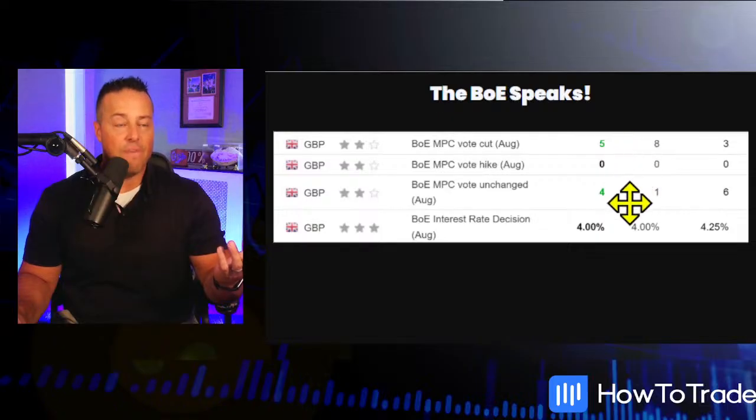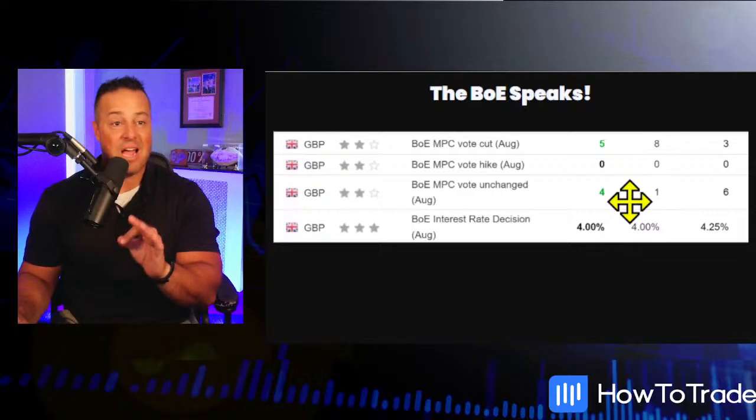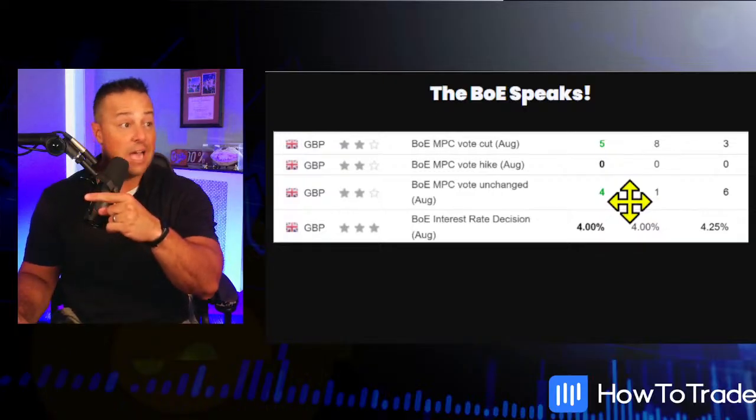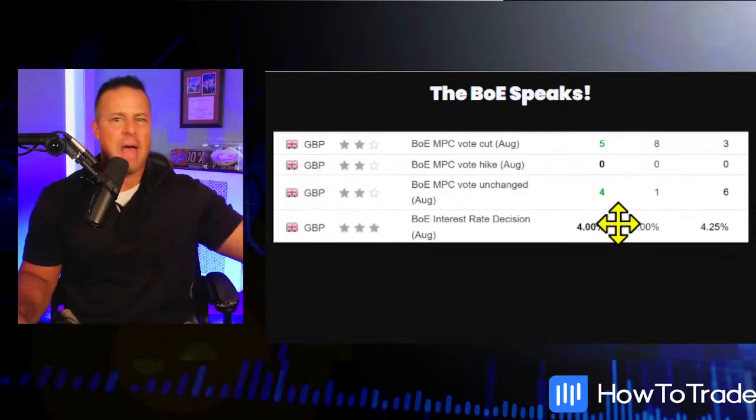We were projecting 8-1 on a cut. We got 5-4. That is hawkish. That means that there are people in that room that didn't want to cut this time, and they're probably not going to be talked into cutting next time. That's absolutely huge. So when we're looking at how to interpret this, forget about this bottom line. We all knew that. Everybody knew that. What we didn't know was the vote.